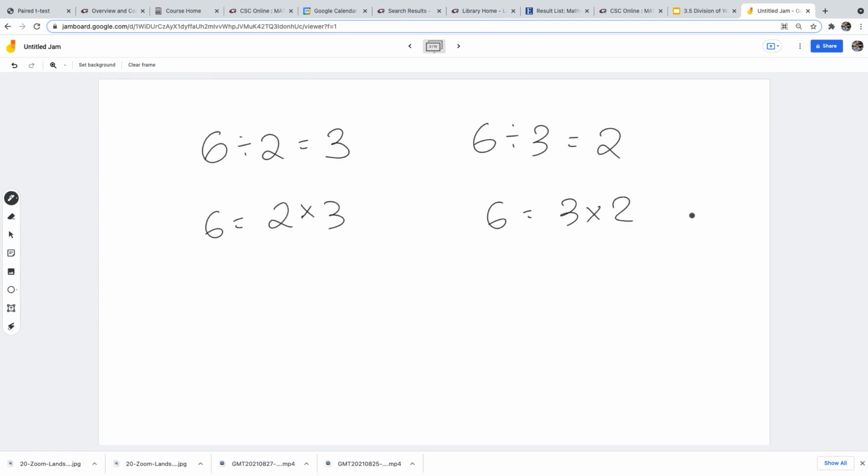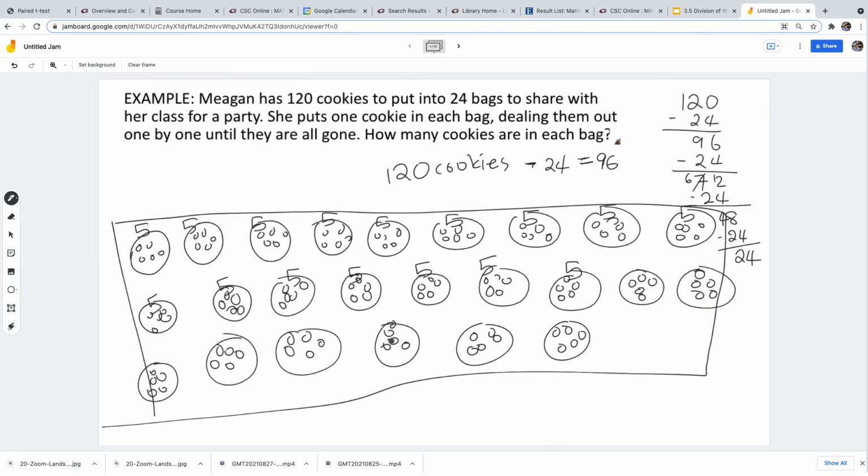Or 3 times 2 is equal to 6. By looking at the example that we just did, we can also get to know the relationship too. So what we did here was 120 divided by how many groups? 24. And in each group, we had 5 cookies. How can we check our answer? We can check our answer by multiplying 24 and 5 together to see if we can make that as 120.